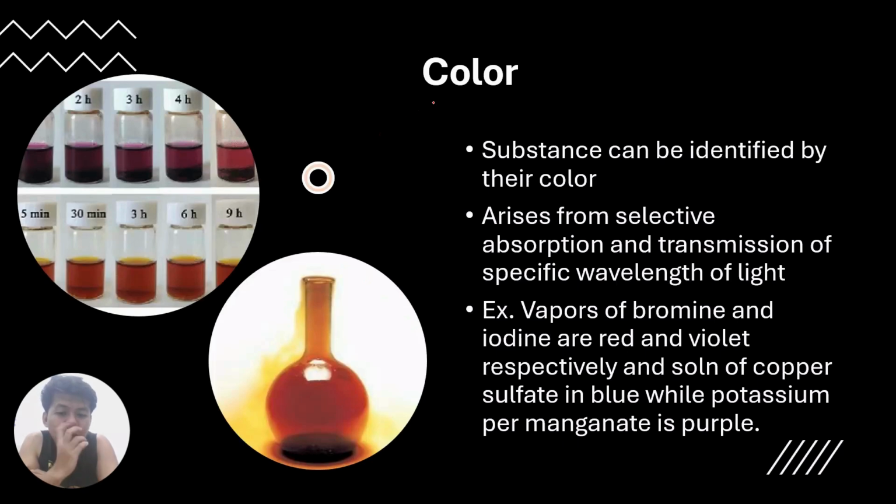I just want to share that in your laboratories, when you are handling bromine, since this is a corrosive material, you could put it in a fume hood so that you don't directly smell its vapors. You can use the fume hood. Vapors of bromine and iodine are specifically red and violet respectively. So, an example of this is bromine.